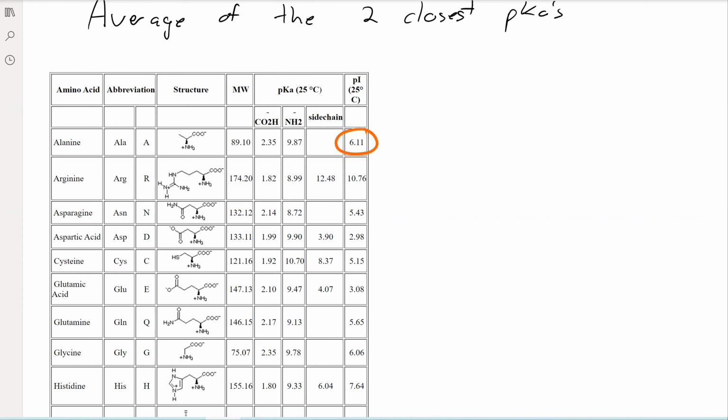So in this case, for alanine and most amino acids only have two acidic protons, right? One from the protonated amine, not just the regular amine, the protonated amine, and one from the carboxylic acid. So to find the PI there, you just take the average of those two values. In this case, 2.35 plus 9.87. There's two values there. Divide by 2, you get 6.11.